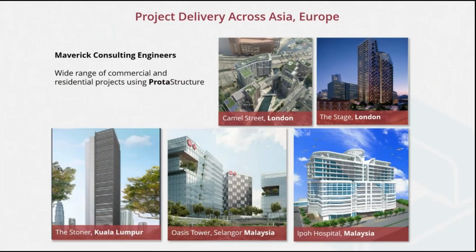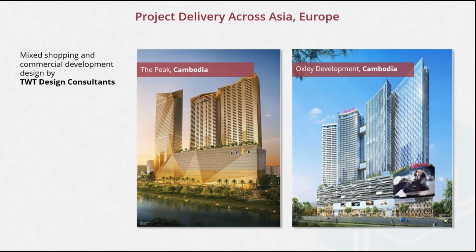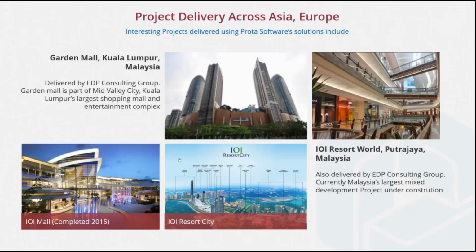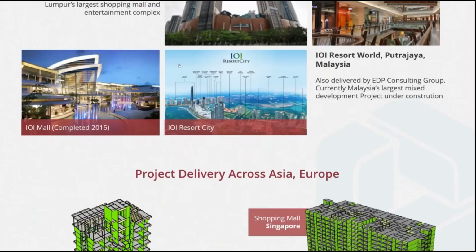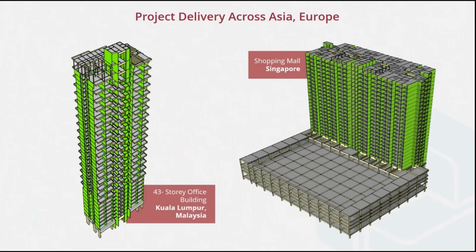There are also some prestigious projects that have been delivered from our clients across Southeast Asia and Europe, such as the Stage Building and Camel Street in London, as well as the Stoner, IPA Hospital, and Oasis Tower in Kuala Lumpur. Again, our client in TWT Design Consultants have delivered very prestigious structures using ProtaStructure. A few other examples coming from Kuala Lumpur and Jaya in Malaysia. You can see Garden Mall, Resort City project that was delivered in Malaysia using ProtaStructure Suite. Again, a shopping mall in Singapore is among other projects that were delivered.